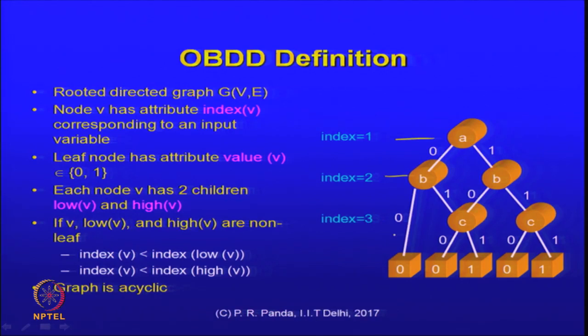Okay. So, there is an index value associated with every node. The leaf node has the function values being 0 and 1, whether true and false. This is a binary diagram, which means that each node has two children, one is low and the other is high. This relationship holds, which is the index of a parent is less than the index of its children. So, because of that property, the graph is acyclic.